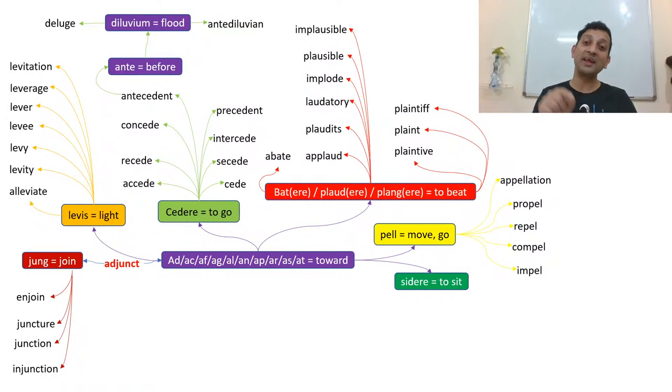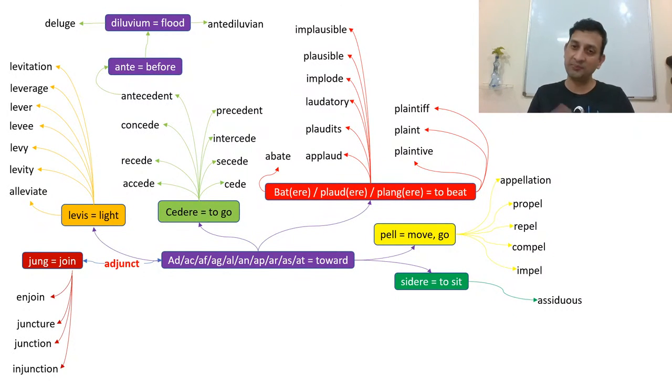Sidir, which means to sit. Again, the sid means to sit, and a very common root, very useful root. You add to it, you get a word called assiduous. People struggle remembering the meaning of this word if they don't know the roots. But with roots, it's very easy. OUS means having the quality of.